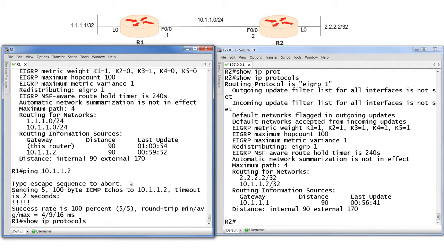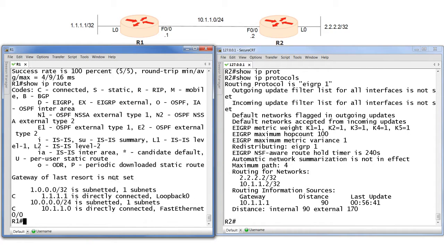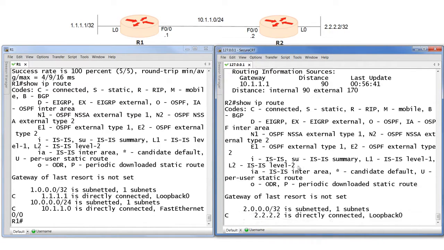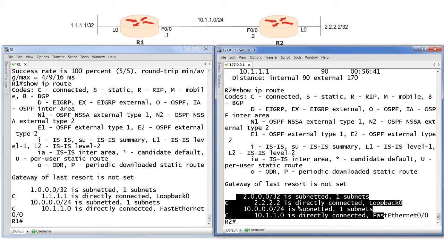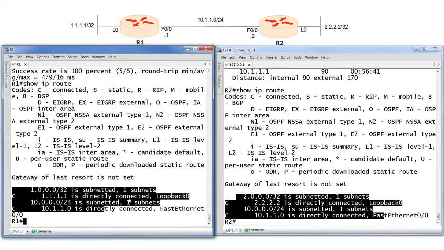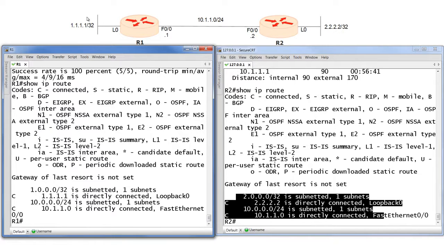The second command that you saw was show ip route. Please note that we cannot see any networks here, just directly connected networks, nothing else. So it means that something is wrong, because R1 should learn about this network and R2 should know how to get to 1.1.1.0 and 1.1.1.1, and it doesn't. So this is something that tells you, okay, there is a problem.